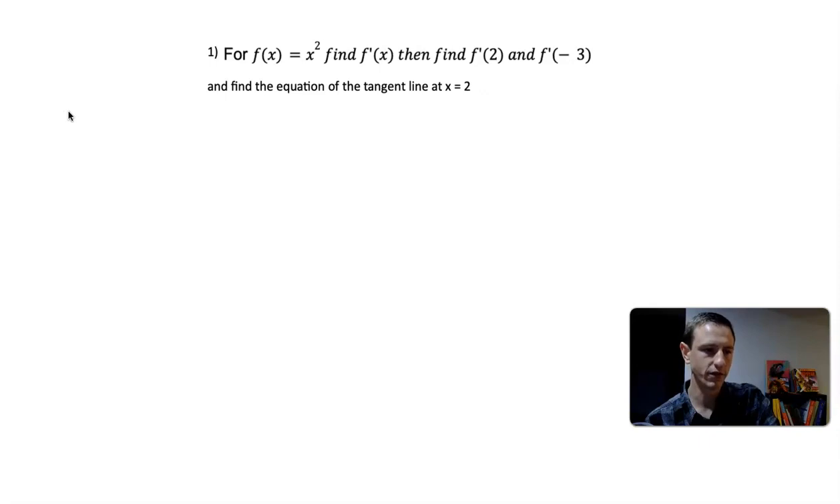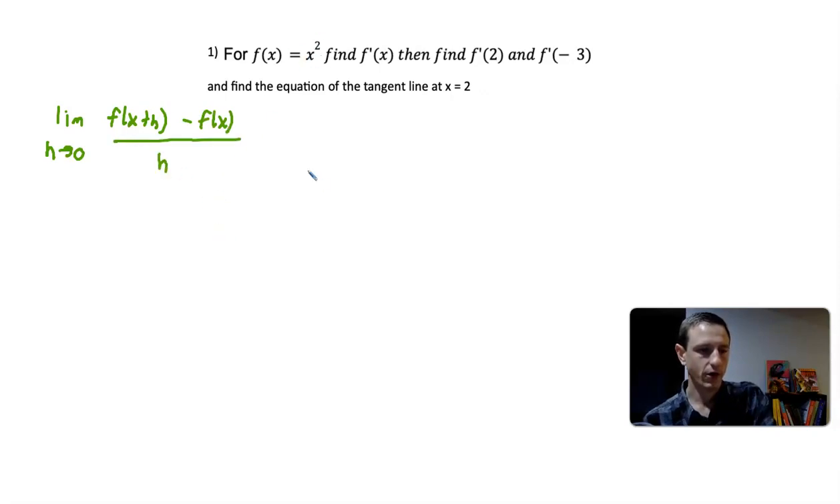So the definition of the derivative is the limit as h approaches 0 of the difference quotient, so f of x plus h minus f of x all over h. So we want to do x squared, x plus h squared. We want to plug in x plus h into the function x squared. So we're going to have x plus h squared minus f of x, which is going to be minus x squared all over h.